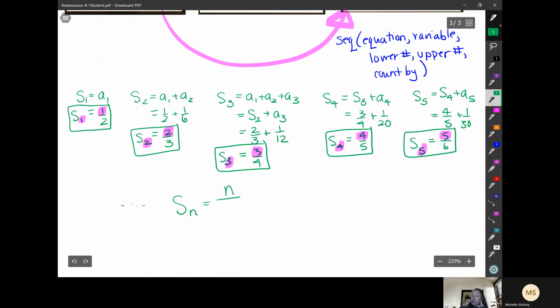N. Look at the denominator. How does the denominator relate to the subscript? What you should see, the denominator is 1 more than the subscript. So my denominator is just going to be n plus 1. And there we have our expression for S sub n.